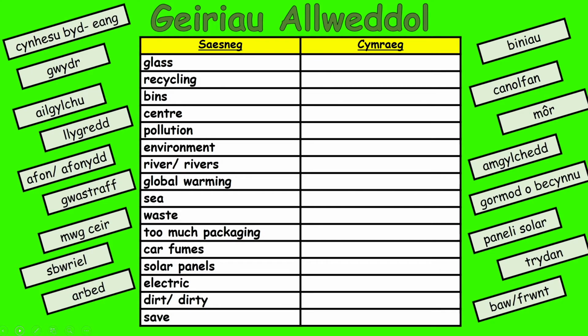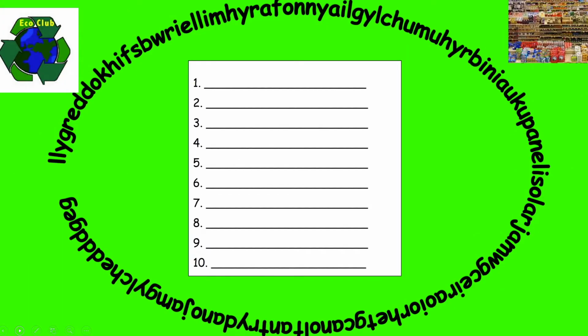Moving on, we want you to pair the Welsh, which you find around the side of the screen, to the English, which is in the grid. We want you now to find 10 words hidden in the puzzle. Now, these words are words which have been previously introduced. So if you go back a slide, you will find some support to help you.